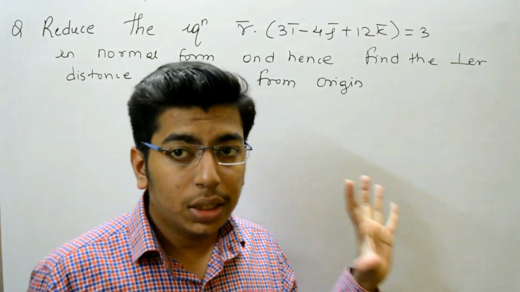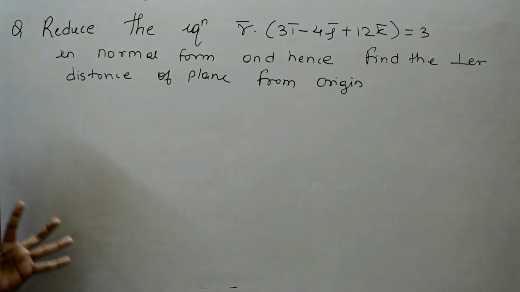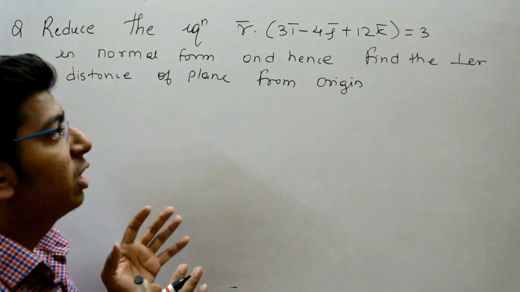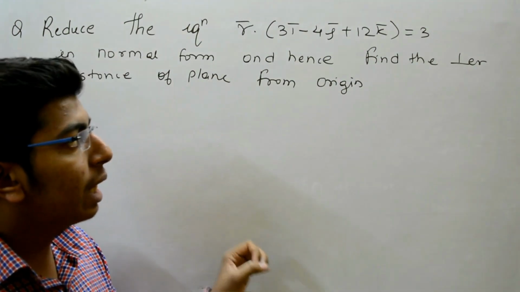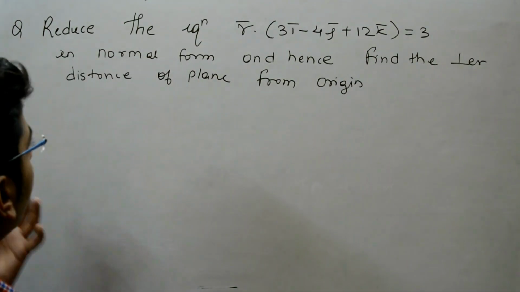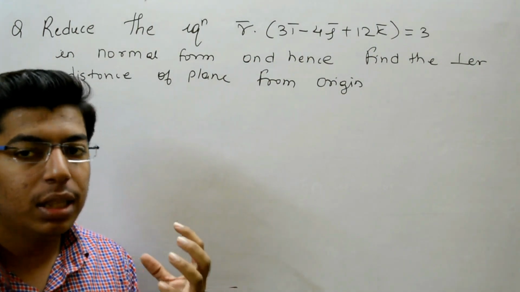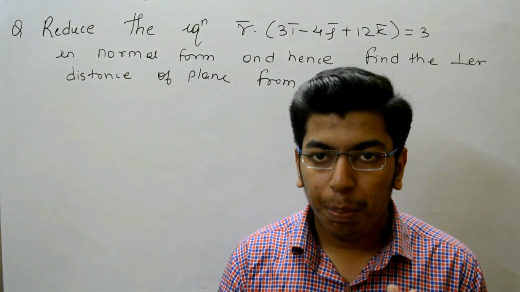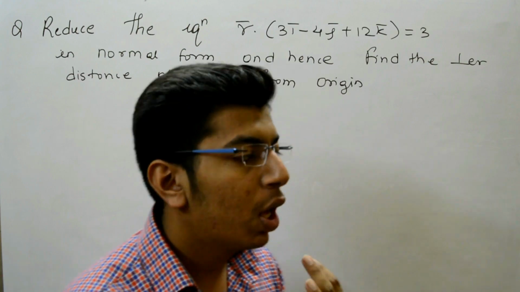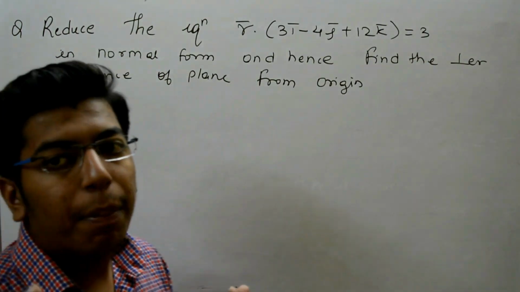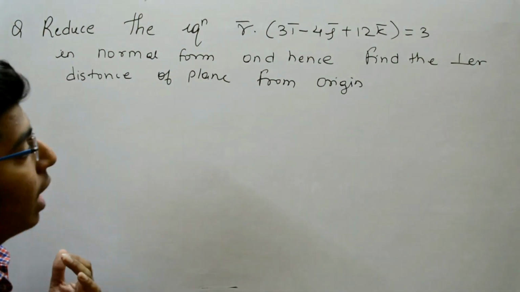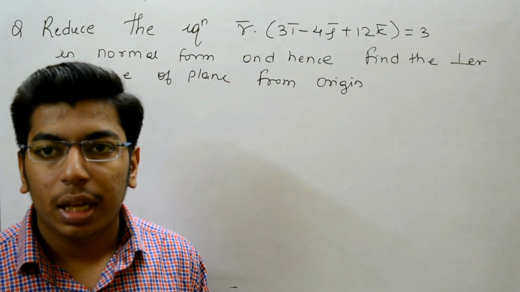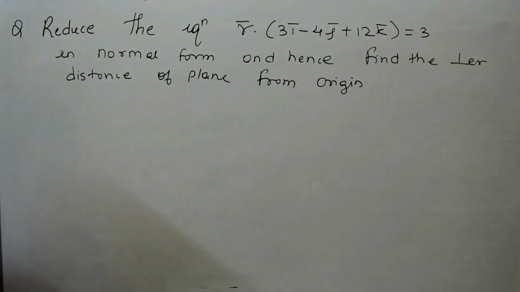So now this is our next problem. The problem says: reduce the equation r bar into 3i bar minus 4j bar plus 12k bar equal to 3 to the normal form, and hence find the perpendicular distance from the plane. Yes, we have to find P from this question. P means perpendicular distance, and they have given us the equation of the plane.